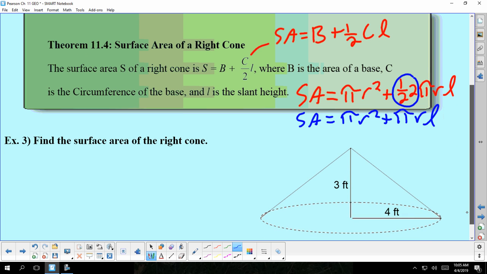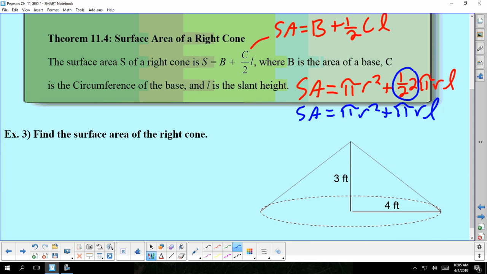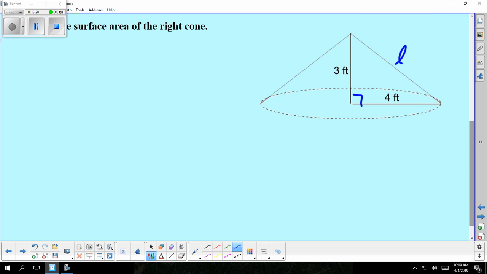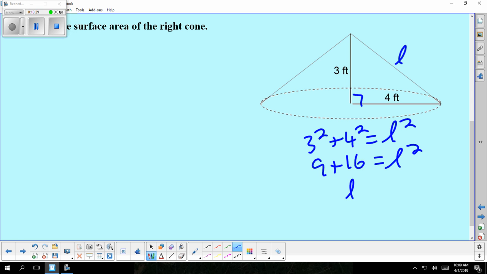Go ahead and try to find the surface area of this cone. Notice, again, I'm going to need to do Pythagorean theorem to find that slant height. So take a second, find the radius, the slant height, plug it in, get the surface area. All right, so let's go ahead and use our Pythagorean theorem to find the slant height. In this case, I have 3 squared plus 4 squared equals that slant height squared. So 9 plus 16 equals L squared. L squared equals 25. L equals 5. So there's my slant height.